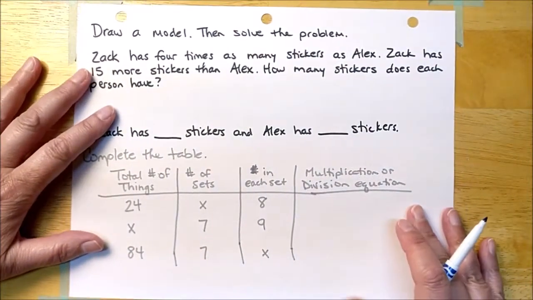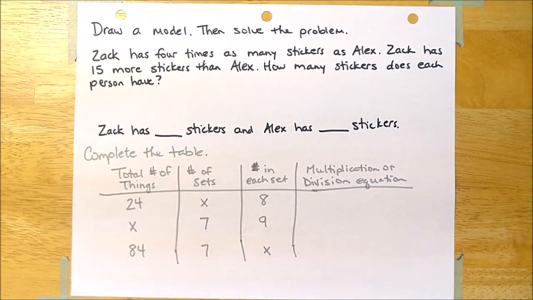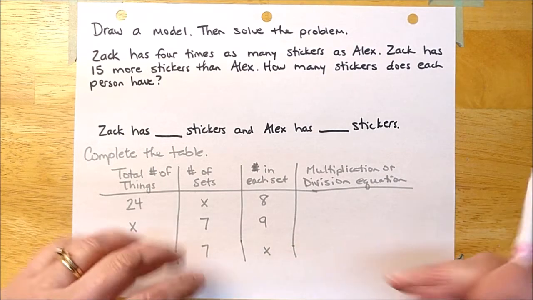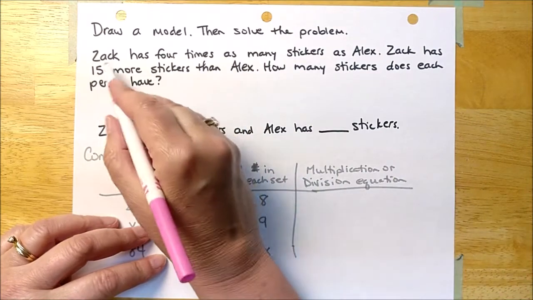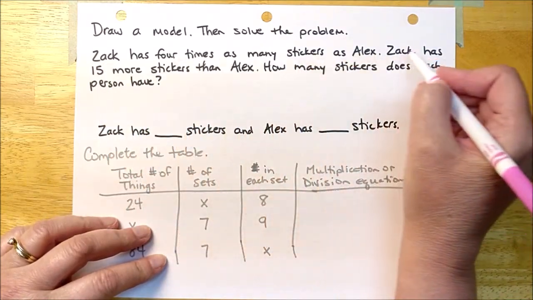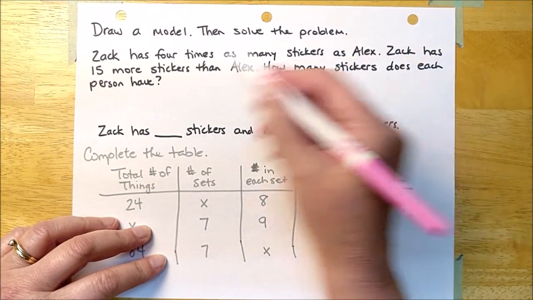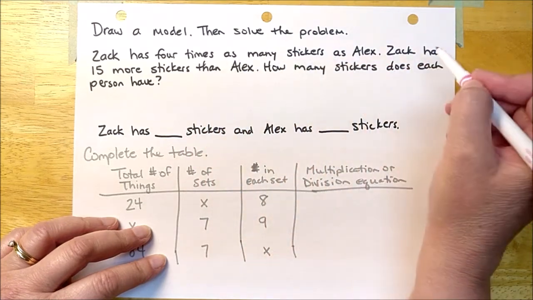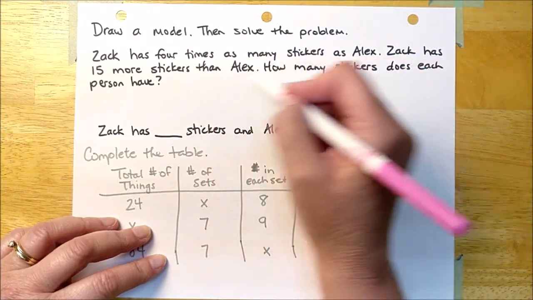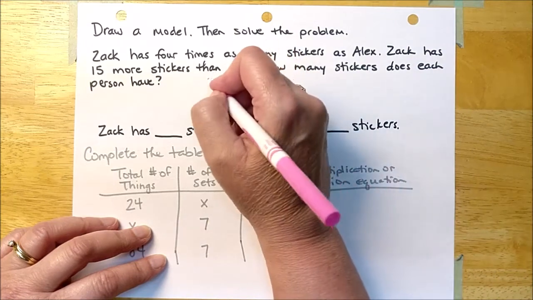And here's our last page. It says draw a model, then solve the problem. Okay, I'm drawing a model. I know how to do that. Zach has 4 times as many stickers as Alex. Zach has 15 more stickers than Alex. How many stickers does each person have?